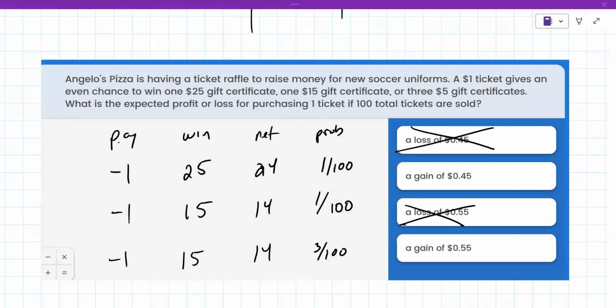Let's see. Let's do like the second one. Okay. All right, I'll do that. We'll let the next one load up here. All right.